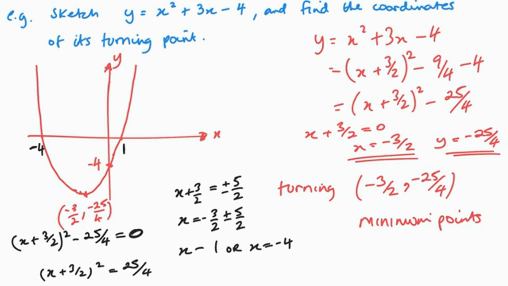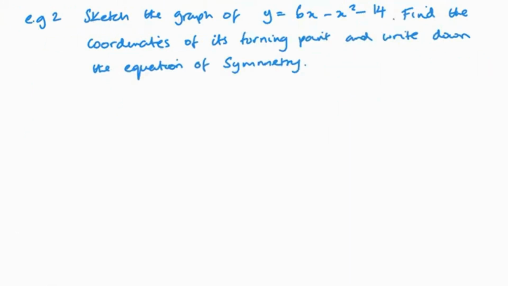Let's look at another example. Okay, now with this one we can see straight away it's a negative x squared, so it's going to be an n-shaped graph, an upside down x squared. Okay, so just bear in mind now we're going to have a maximum point with this one.